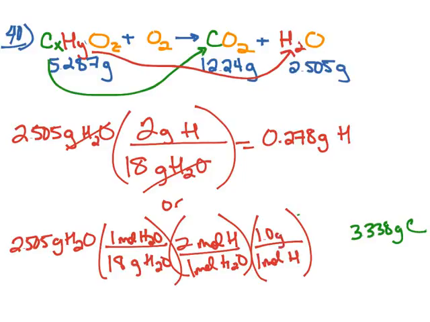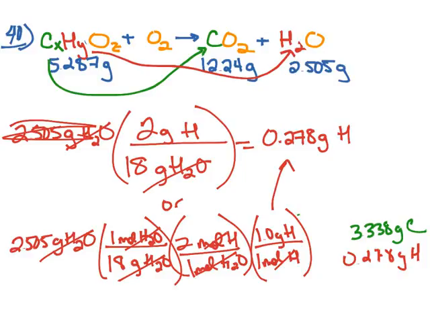The molar mass is just 1, so 1 mole of H always weighs 1 gram. And I would end up getting the same units and the same answer, 0.278 grams of H. And I'm just going to write that on the side. So now I have, oh, I need the eraser.